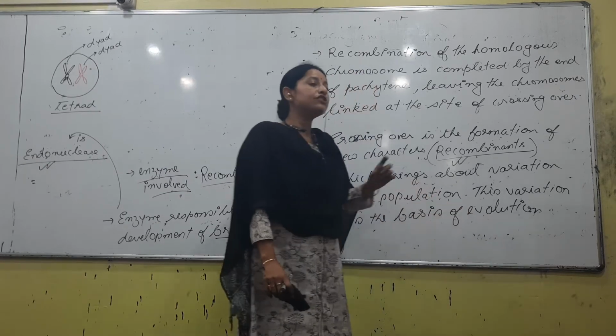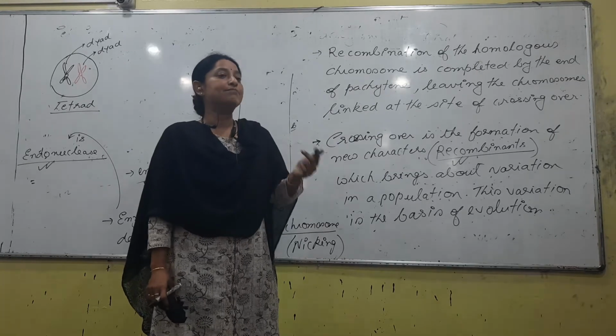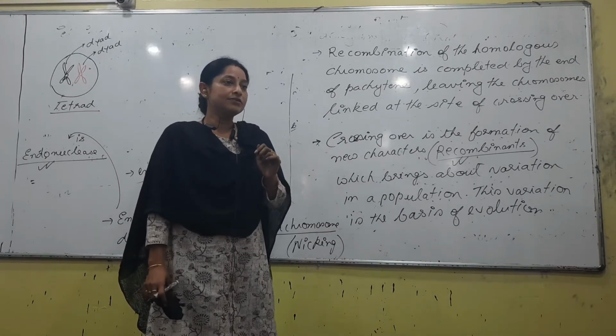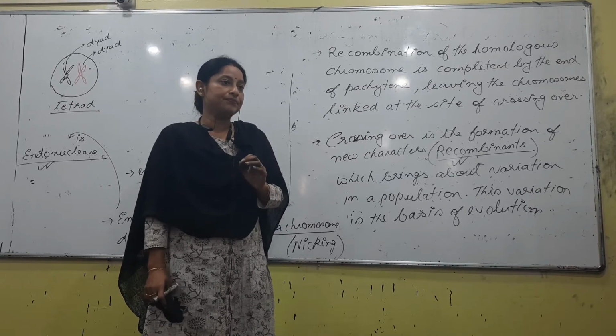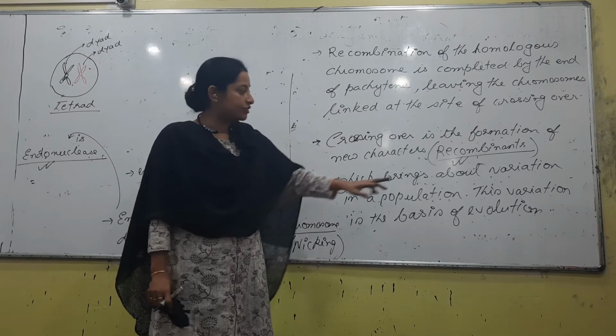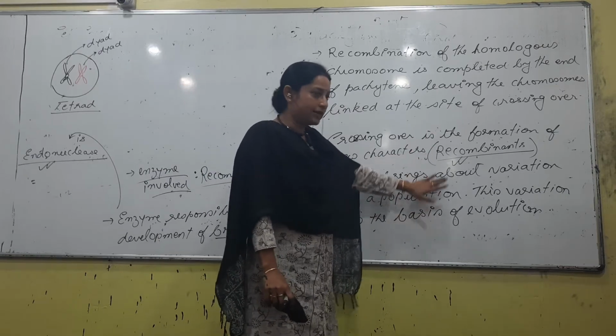Variation will occur, and what will that lead to? Evolution. So for evolution, crossing over is important, and sexual reproduction is important here, because it is the basis of evolution. Why does sexual reproduction produce this? Recombinants are produced. Understood? Understood now?